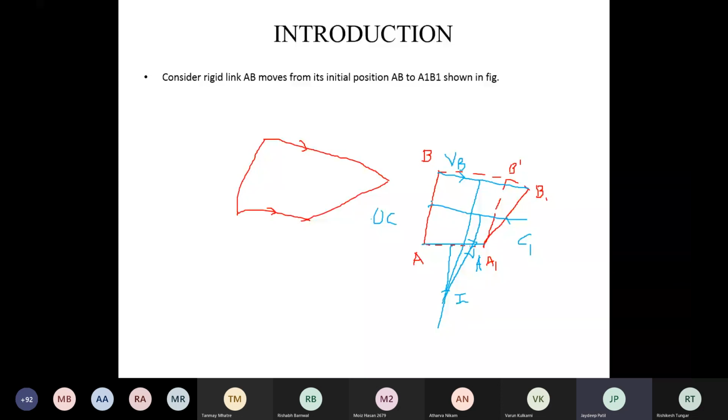Suppose the link AB moves here, A to B2. I have to join this and draw the perpendicular bisector. Now you will get I1 here, like this. Like this, from position to position, the instantaneous center of rotation changes. If you draw the locus of instantaneous centers for various positions of the link AB, you will get the centroid. It is termed as the centroid.